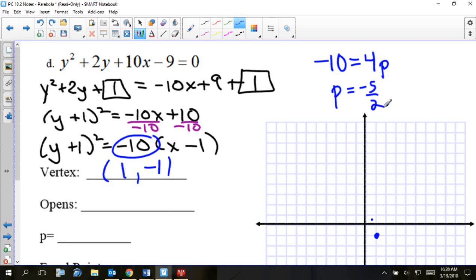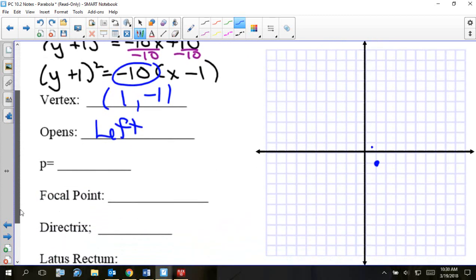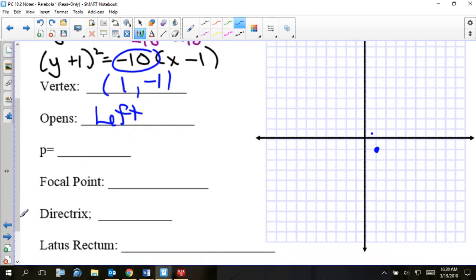Y is squared, that's inverse, that's left or right. P is negative, so which way will it open? Left. The p value is negative 5 halves or negative 2.5. So to find my focus, I'm going to go left from the center.